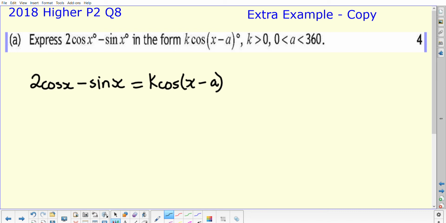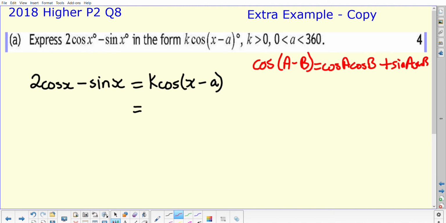Now what we need to do is expand. If we were looking at your notes, you would look up this formula in the exam. So you've cos(A minus B). Remember, if you've got minus, it's going to be plus, and it gives you cos A cos B plus sin A sin B. So for us, what that means is we've got the multiplier k. You get k cos x cos A, then plus k sin x sin A.